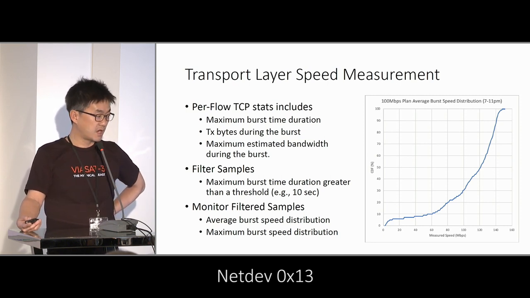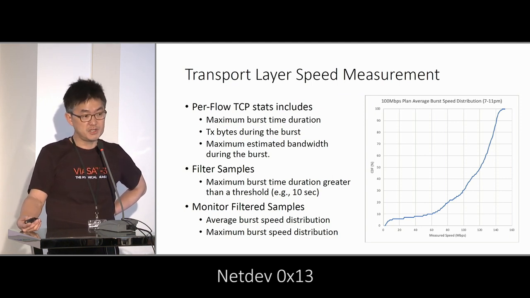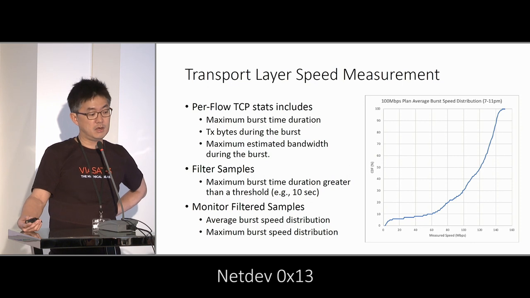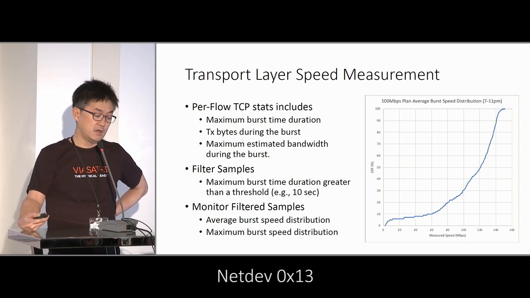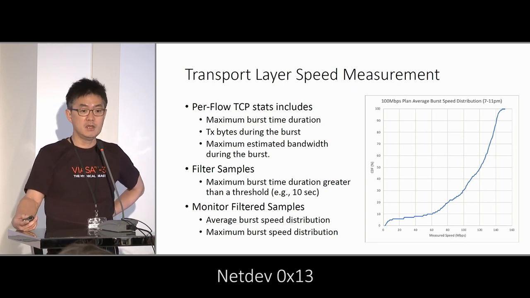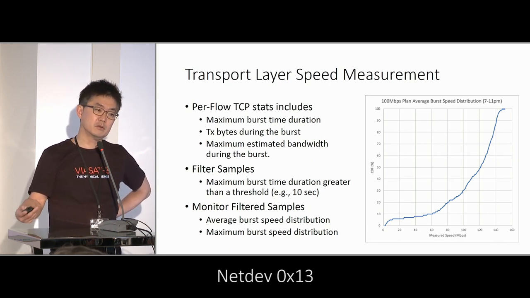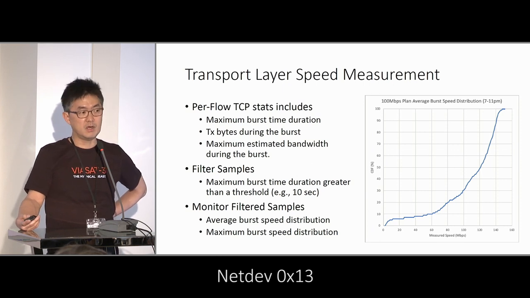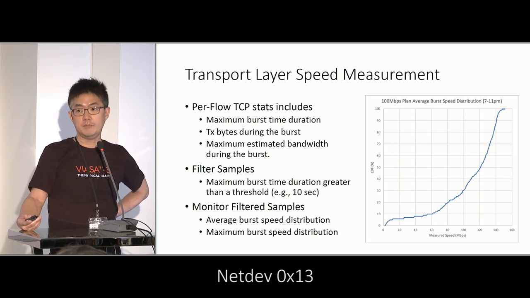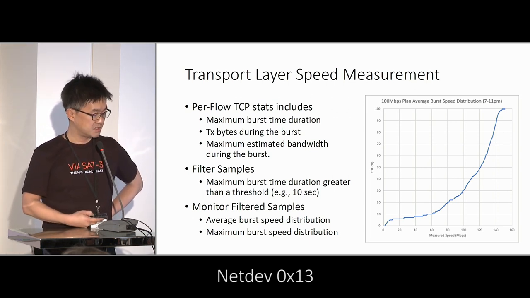I didn't show the other graphs here, but we can look at the same graph for each subscriber and then identify a subscriber that really has poor TCP performance in terms of burst for the large burst. I'm currently working on how to detect and look into debugging for those users as well. So that's basically one of the key things that we are doing.